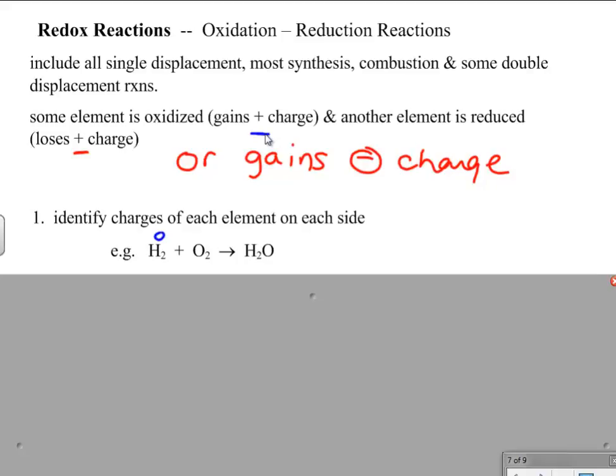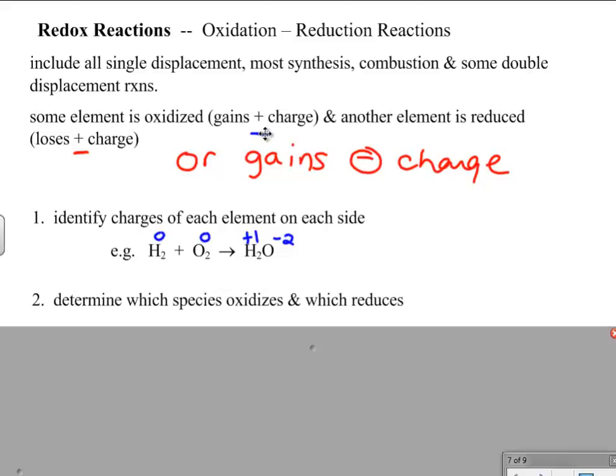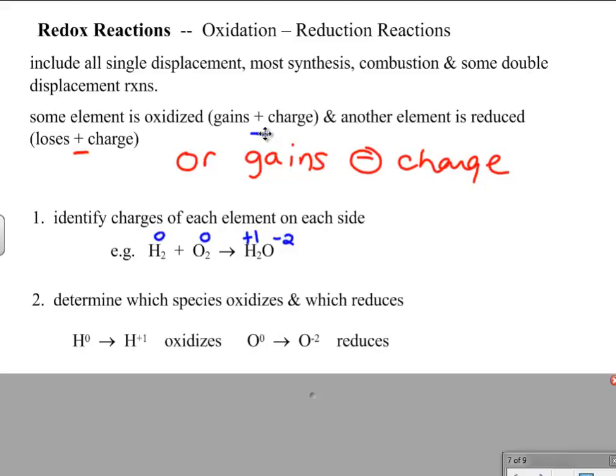Oxygen has a charge of 0, and when elements are in compounds, we assign them charges that make the most sense and the ones that we would expect. So we would expect oxygen to have a -2 charge, we would expect hydrogen to have a +1 charge, and so they are assigned. Our next step is to figure out which element oxidizes, which element reduces. As we look at this, we see that hydrogen goes from a charge of 0 to +1, so hydrogen oxidizes. Oxygen goes from a charge of 0 to -2, so oxygen reduces.